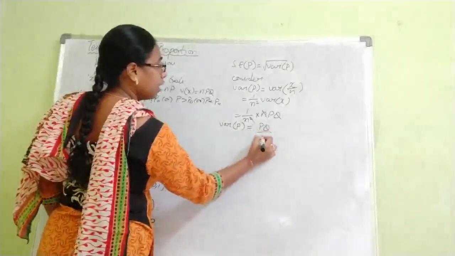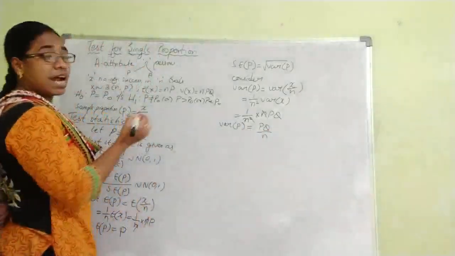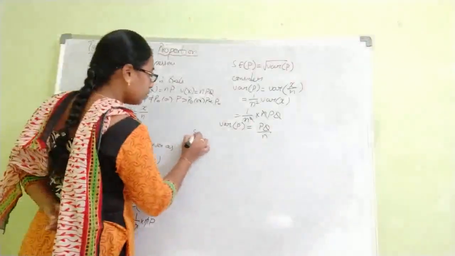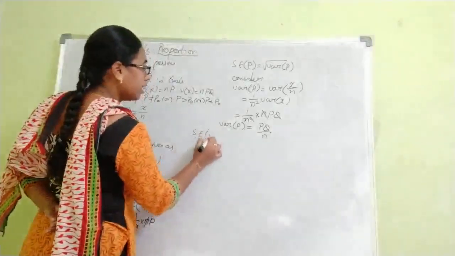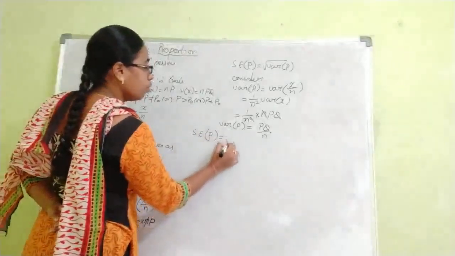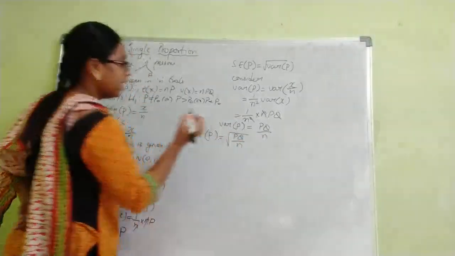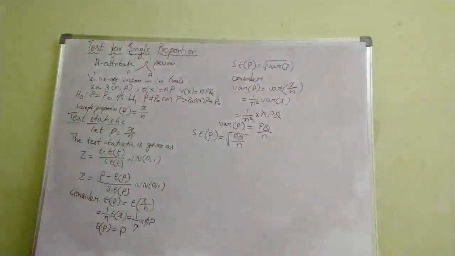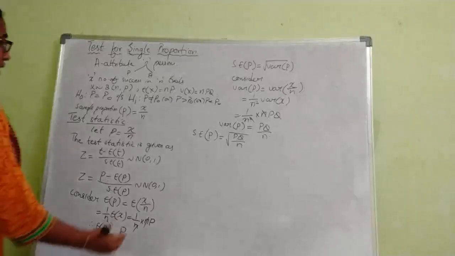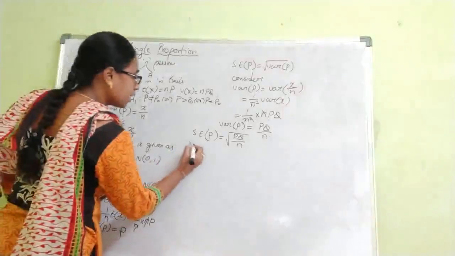pq by n. Now the standard error, substitute this value in the standard error. The standard error of P equals root over variance, which is PQ by N. Now we have got the required expectation of P value and also the standard error of P values. So now by substituting, now the test statistic.